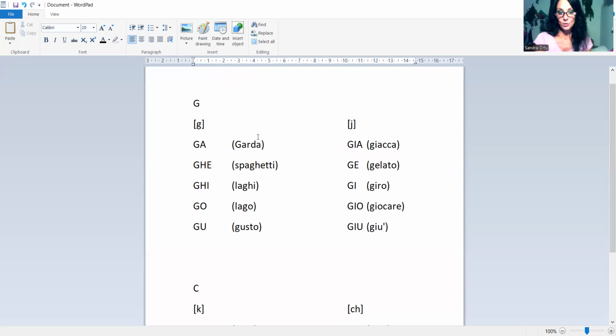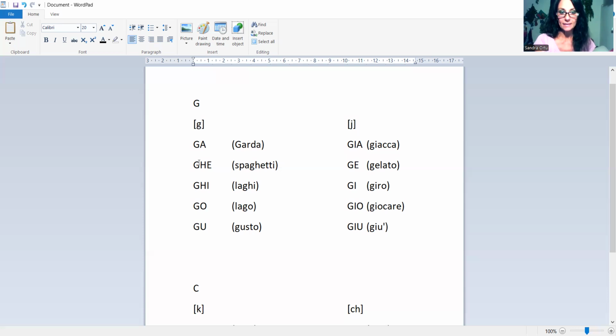And next to the sounds, I've also written a word so we can see the actual combination of letters in a word that I'm sure you have heard or read or seen before, or words that can be useful anyway to have in your vocabulary. So this is ga, ghe, ghi, go, gu.